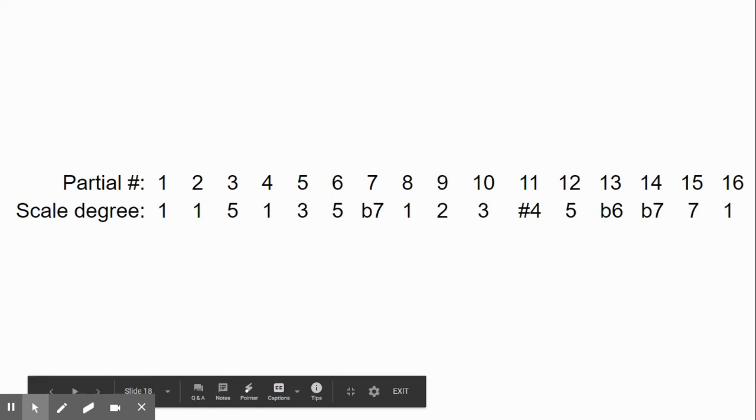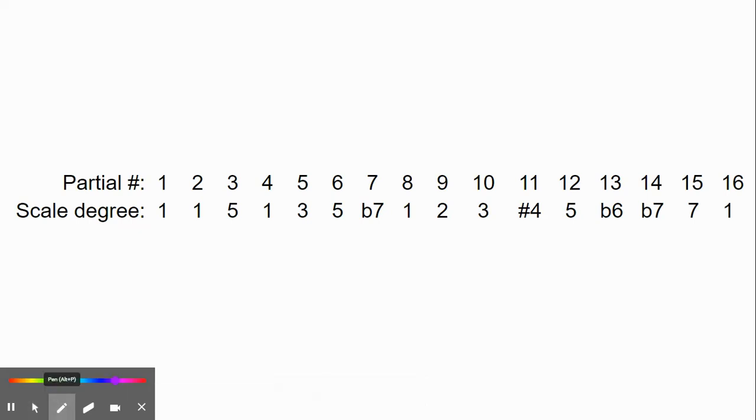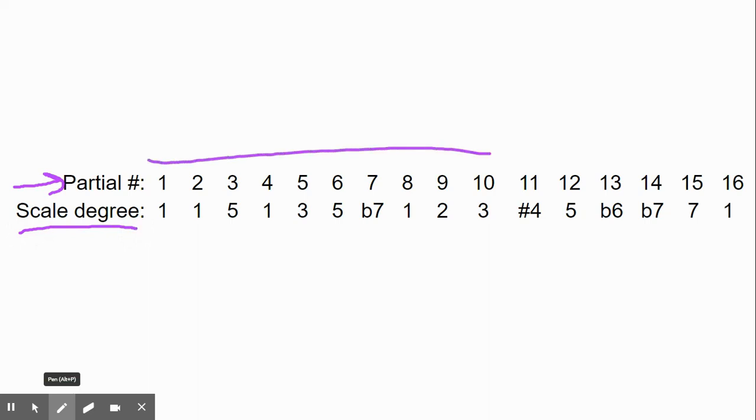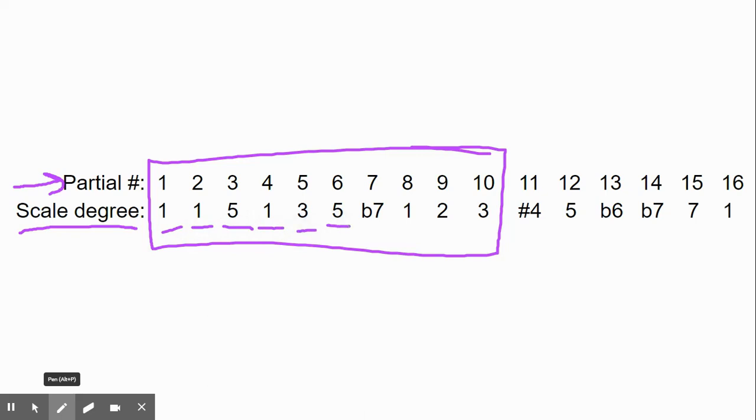But for the moment, and I'll explain why you want to do this in another video, we want to memorize a certain number of partials. And the easiest way to do that is to memorize their scale degree. So if we look at just the first 10 partials, 1, 2, 3, 4, 5, 6, 7, 8, 9, 10, and you can easily count to 10. You don't have to memorize those numbers. You just have to memorize this: 1, 1, 5, 1, 3, 5, flat 7, 1, 2, and 3.